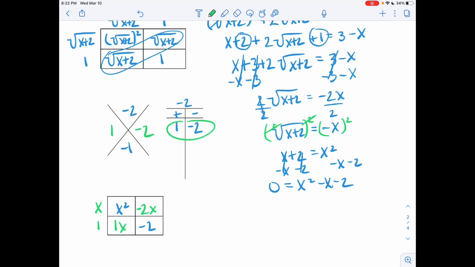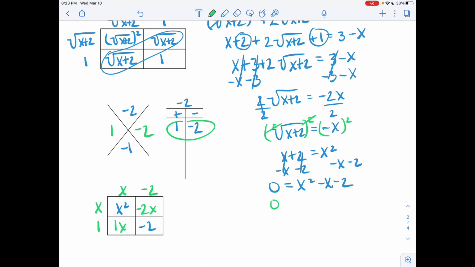GCFs, x, 1, x, and negative 2. Remember, you're looking across each row, so x squared and negative 2x squared gives me x. These really have nothing in common, so I will say 1. X squared and 1x have an x in common. Negative 2x and negative 2 have a negative 2 in common. Remember, we put the negative here because there is a negative in the box we're writing right next to.